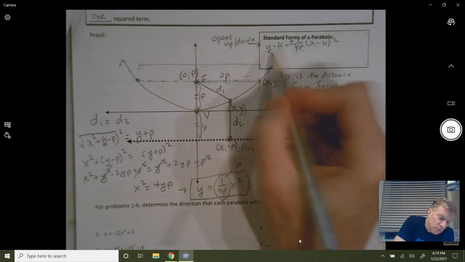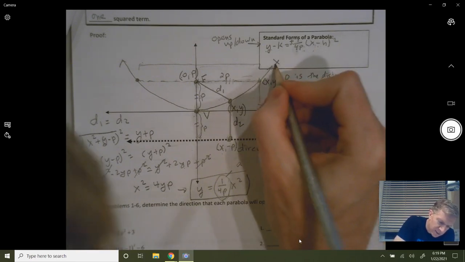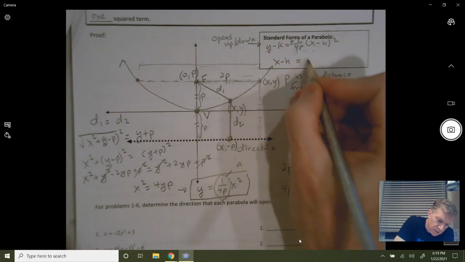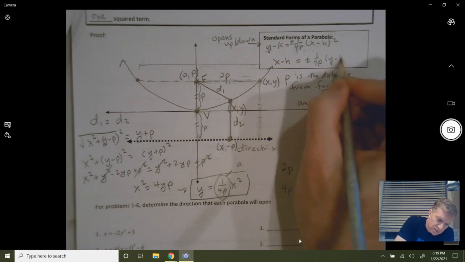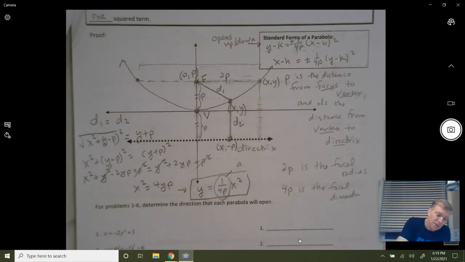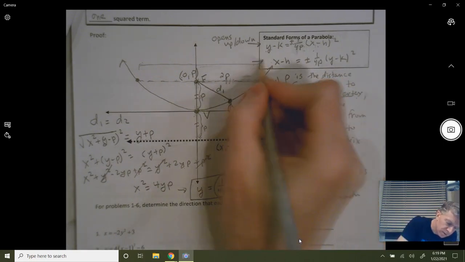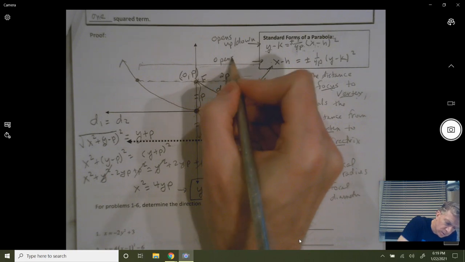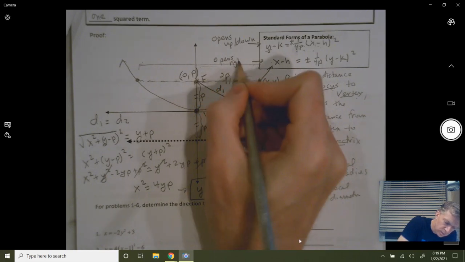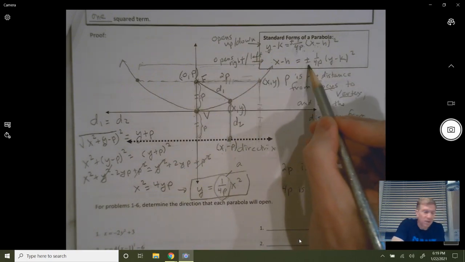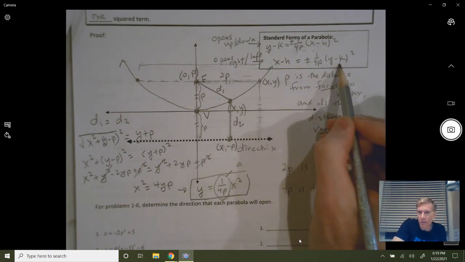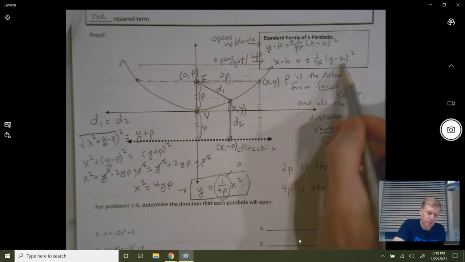Okay. Now, if you switch these, you've got x minus h equals plus or minus 1 over 4p times y minus k squared. This one's going to open right or left. Right if this is a plus in front of here, and left if this is a minus in front of here. Okay, so x equals y squared was a sideways parabola. And we're going to practice some of those.